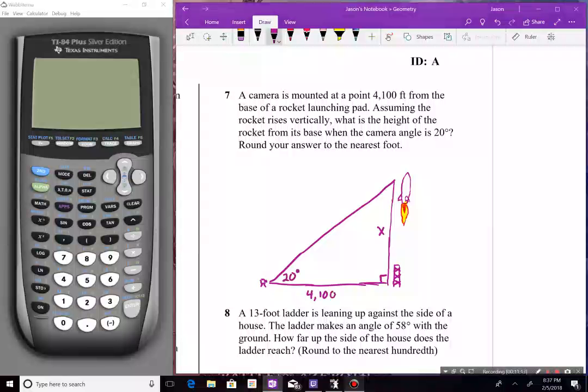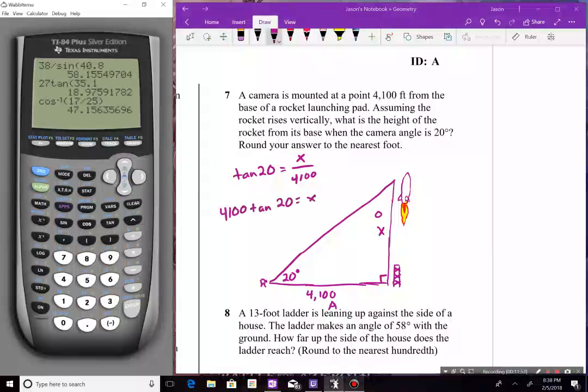So this would end up being our x here. Again we have an angle that's not 30-60-90, so we have to do trig. We're going to end up going with this, where x is opposite, 4,100 is adjacent. So we are going to do tangent. So tan of our angle 20 equals x over 4,100. Variable on top, so we multiply. 4,100 tan 20 equals x.